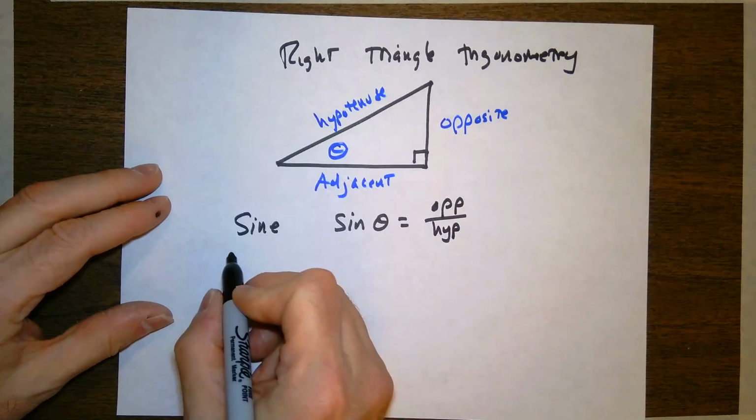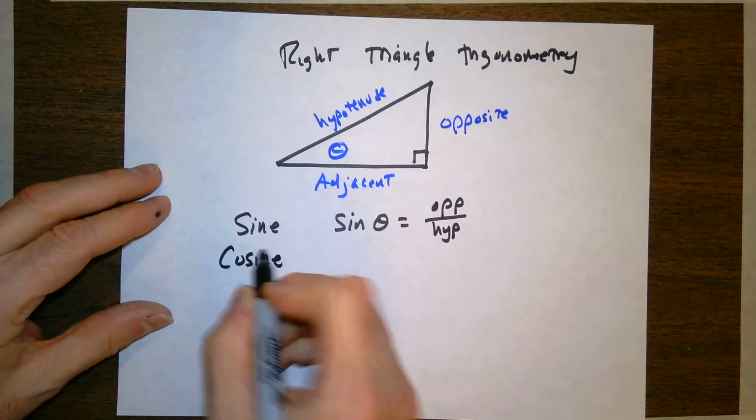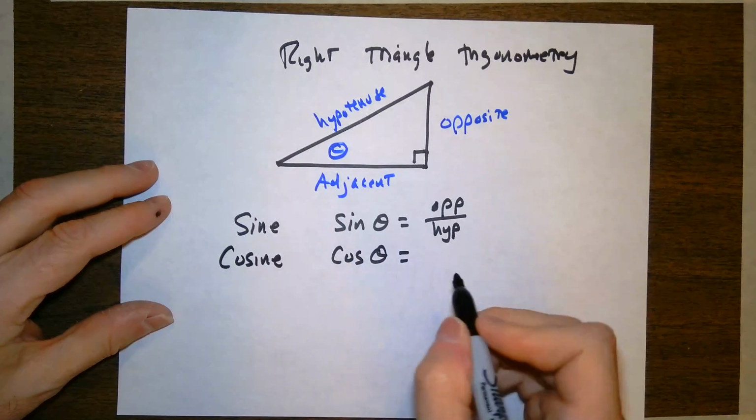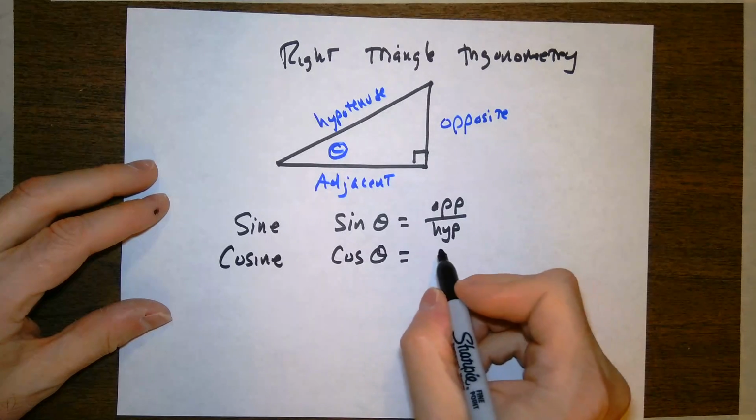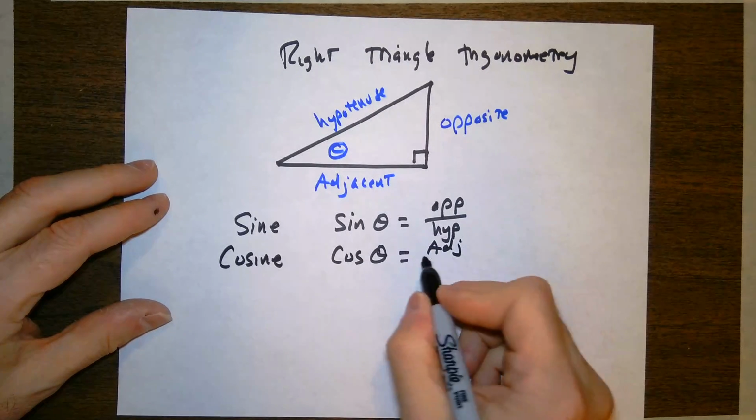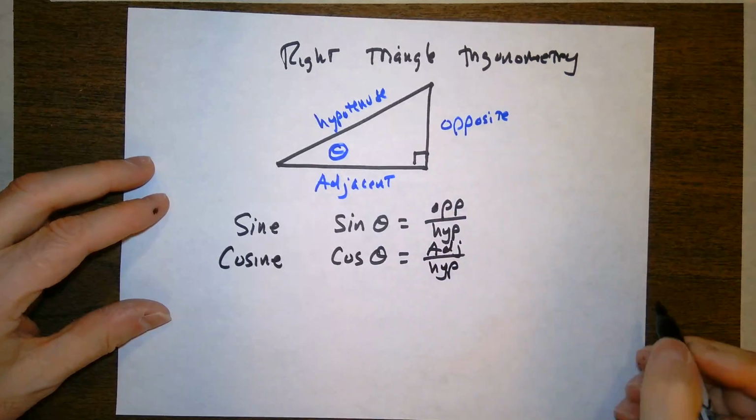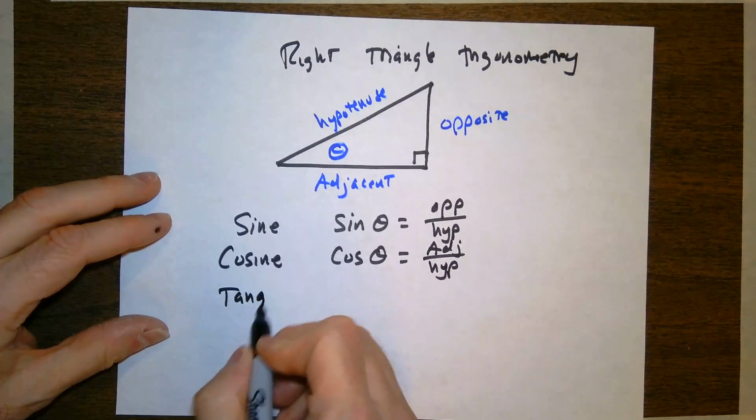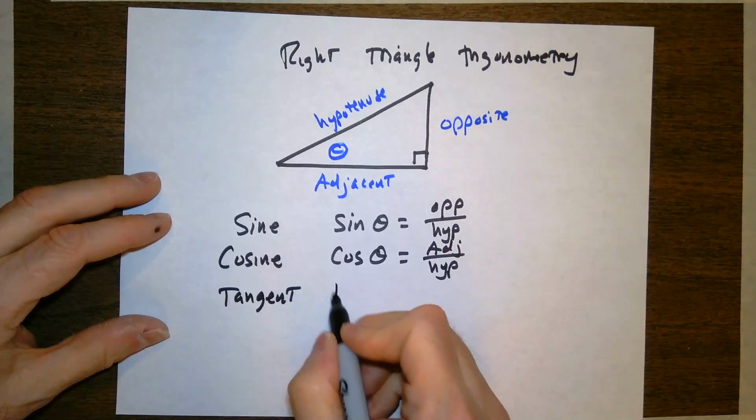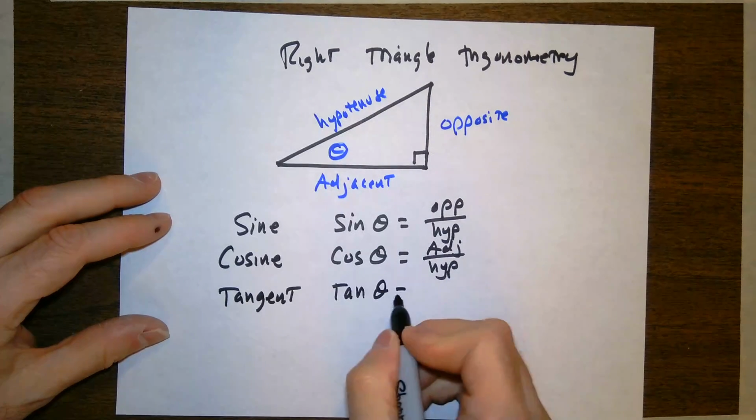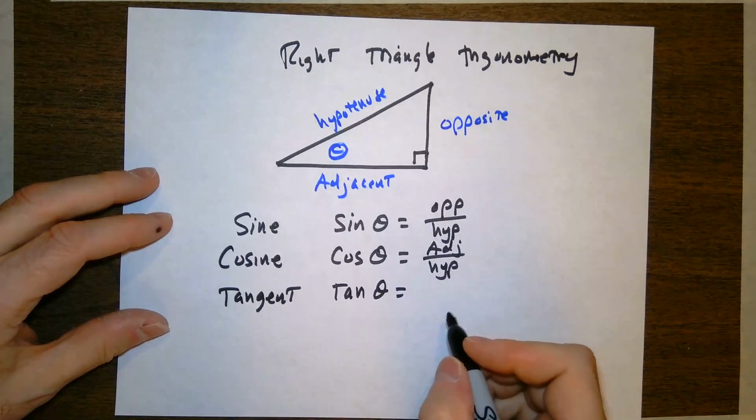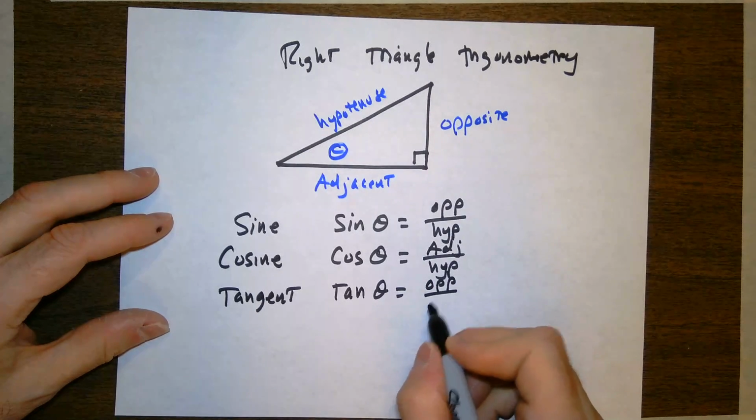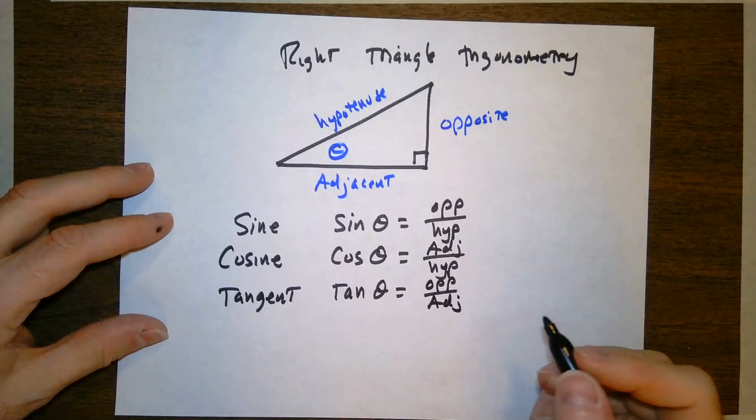The next trigonometric function is cosine. We usually abbreviate that as COS. And the cosine of any angle is the ratio of the adjacent side divided by the hypotenuse. The next one is tangent, abbreviated as TAN. And the tangent of any angle is given as the opposite side divided by the adjacent side.